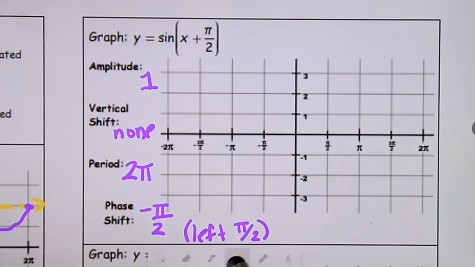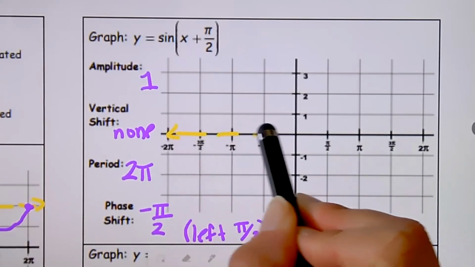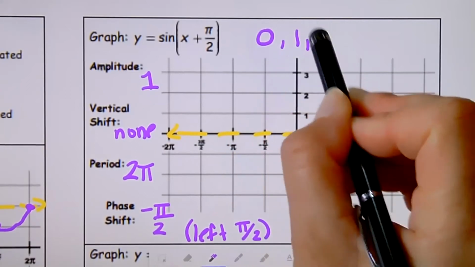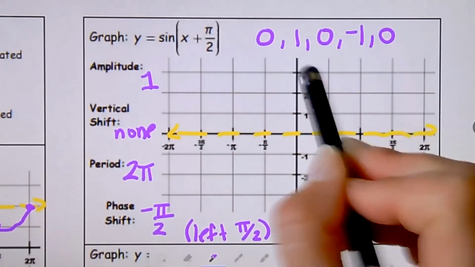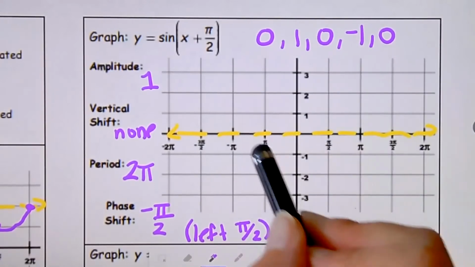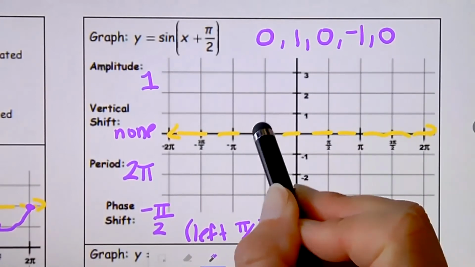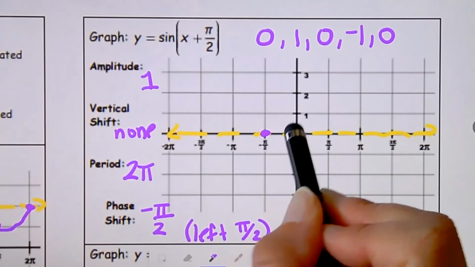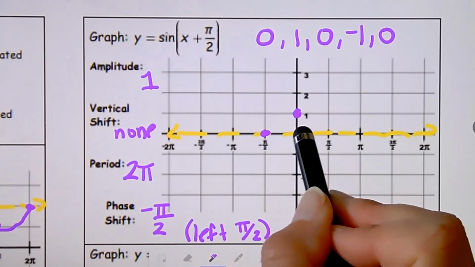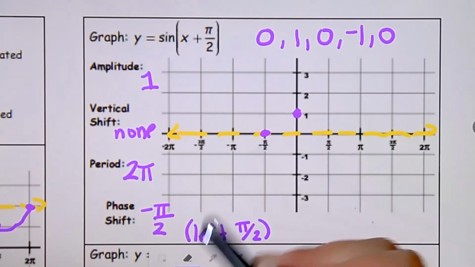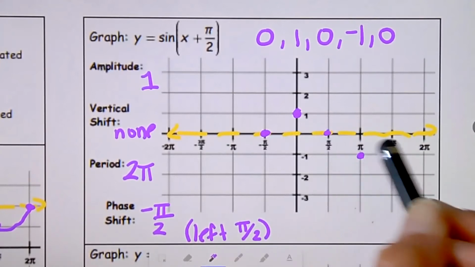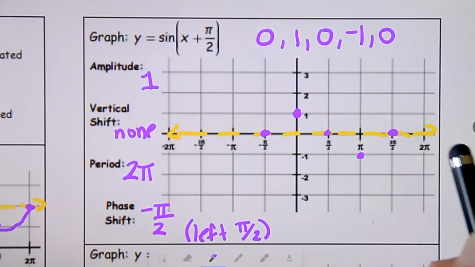Let me get my vertical shift in here, which there wasn't any, so it's at y equals 0. And again, I'm still plotting my 0, 1, 0, negative 1, 0. Those are the 5 I'm plotting. I'm going to be starting here at negative pi halves. That's where my 0 is. Then when I go pi halves more, I'm at 1. When I go pi halves more, I'm at 0 again. When I go pi halves more, I'm at negative 1.